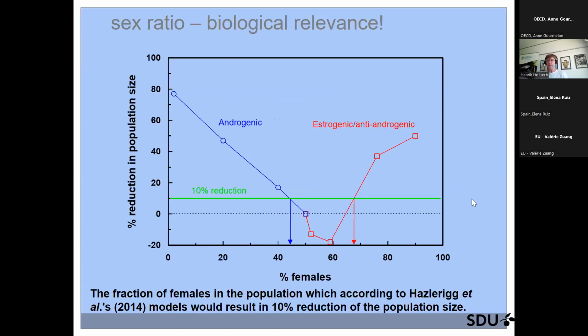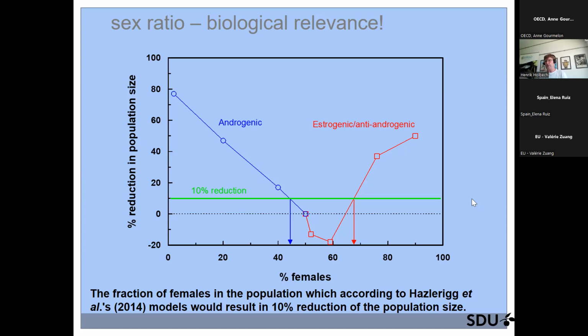Next slide, please. One of these examples is from the fish and amphibian studies, where sex ratio is an adverse endpoint, but what about the size of the adversity and the biological relevance? I just want to show you here a modeling from 2014 by Hazelrig et al., showing what type of skewing of sex ratio should actually happen before you see a 10% reduction of the population size.